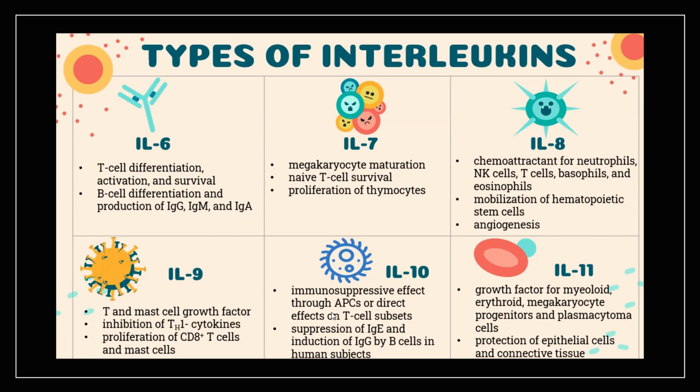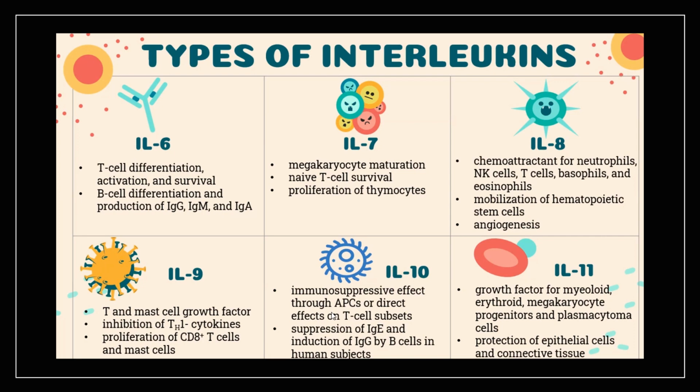The IL-9, or the interleukin 9, has the function of T and mast cell growth factor, inhibition of type 1 helper T cell cytokines, and proliferation of CD8 T cells and mast cells. They originate from the T cells and are targeting B, T, and mast cells.